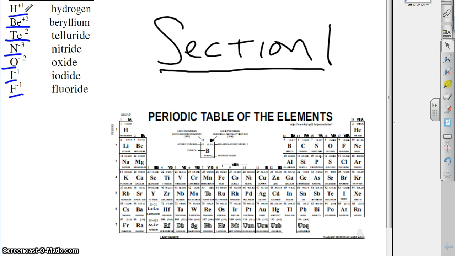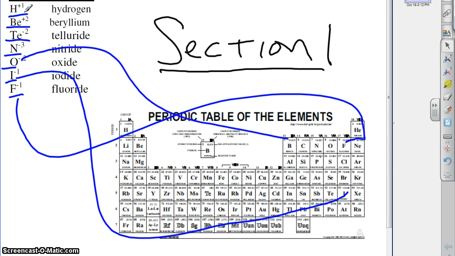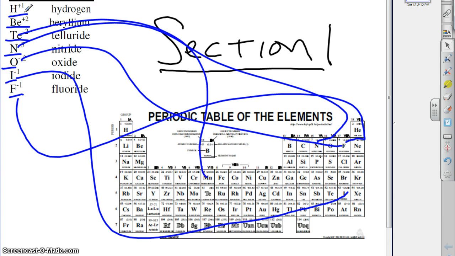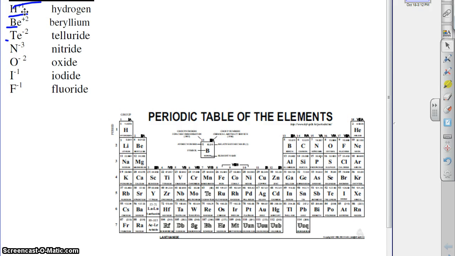So if we look over here, we'll see that each one of these is a symbol that is on the periodic table. Fluoride is right here. Iodide is right there. Oxide is there. Nitrogen, the N goes there. Telluride, beryllium, and hydrogen, there it is right there. These are all examples where the ion you see just has the symbol that is on the periodic table.